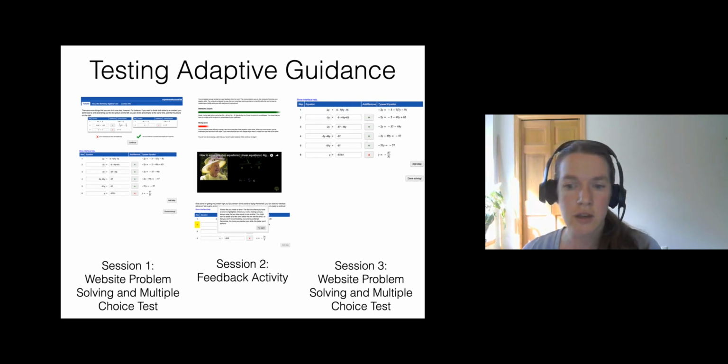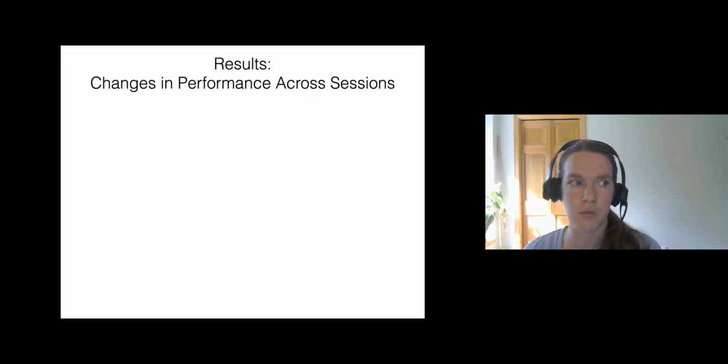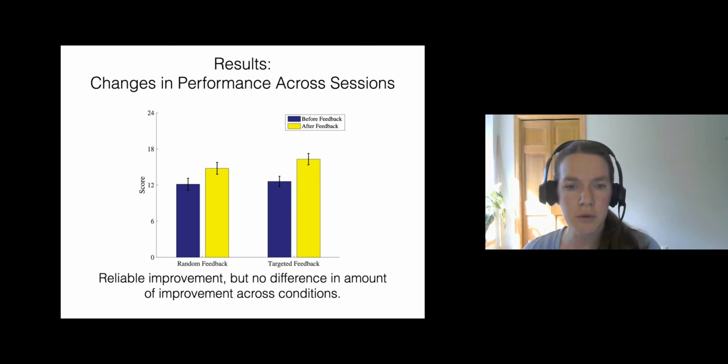In session 3, we then again assessed their algebraic equation solving performance to see how it changed from session 1 to session 3. So we first looked at just those two conditions: did they differ in how much they improved from session 1 to session 3? What we found is that they did improve reliably, but there was no difference in the amount of improvement across conditions. So first, that suggests, oh, targeting isn't really helpful.